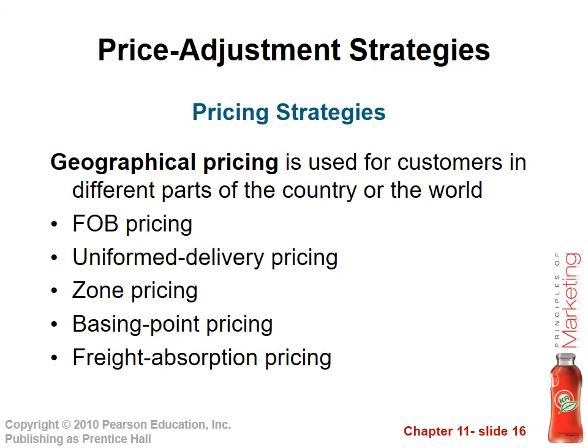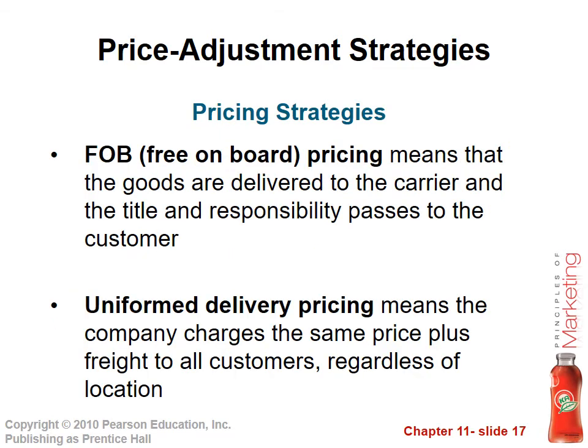The next one is geographical pricing, which is used for customers in different parts of the country or the world. So here they have some different strategies such as FOB pricing, uniform delivery pricing, zone pricing, basing point pricing, and freight absorption pricing. For the FOB, we will explain it on the next slide.